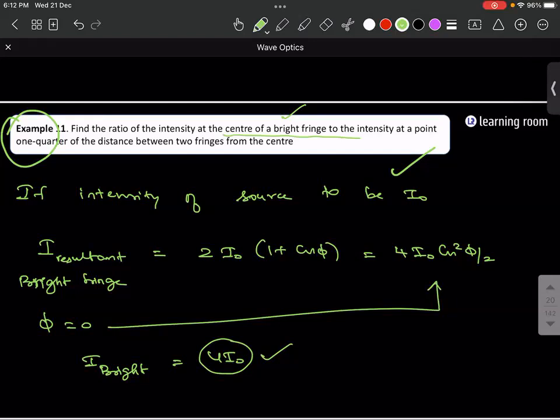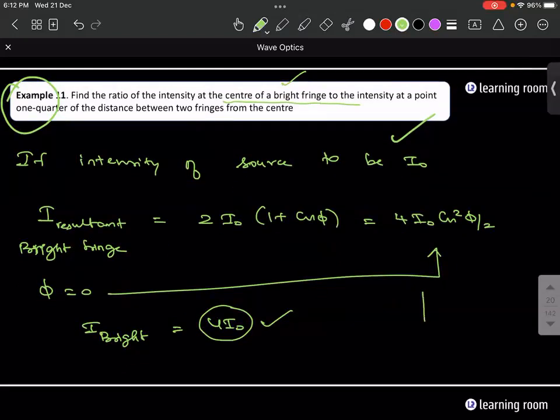Now read the question carefully. They are asking for the intensity at the bright spot and at 1/4 of the distance between two fringes from the center. So 1/4 of the distance means it is somewhere between two bright spots. Am I right? So that is going to be a dark spot. For a dark spot, tell me what is going to be the value of phi.